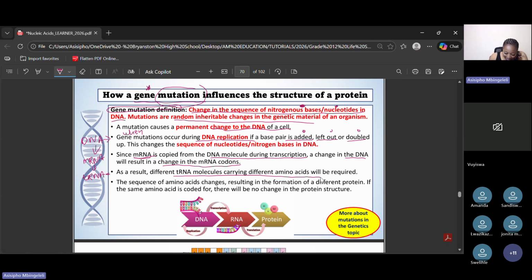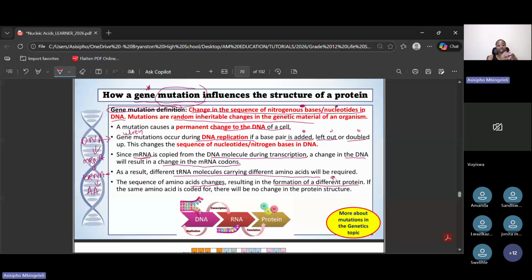Now, from transfer RNA, what do we speak about? AA, you should know by now, that's amino acid, not alcohol anonymous. I am just writing AA to simplify it. The sequence of amino acids may change. And remember, we are looking at it amino acid by amino acid, and an amino acid is coded for by 3 bases. Now, the sequence of amino acids may change, resulting in the formation of a different protein.